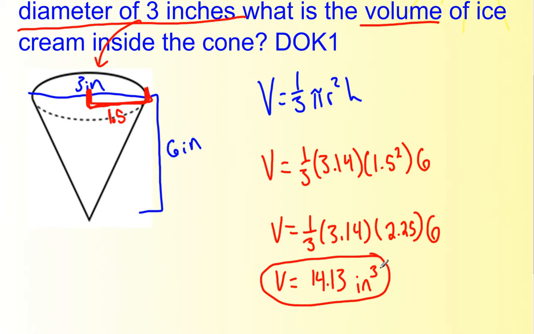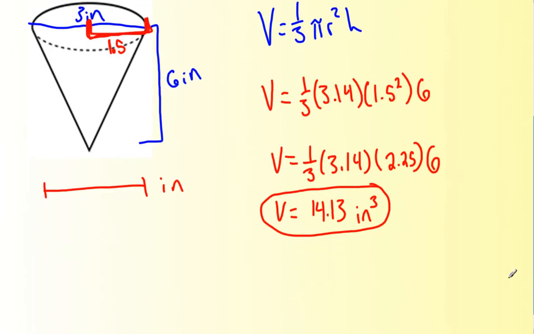Volume is cubed. The label is inches cubed because volume is a three-dimensional measurement. So if you're measuring the length of something, that'd be in inches. If you're measuring the area of something, like a rectangle, that's inches squared because this is a two-dimensional shape. It has a length and a width. This just has a length.